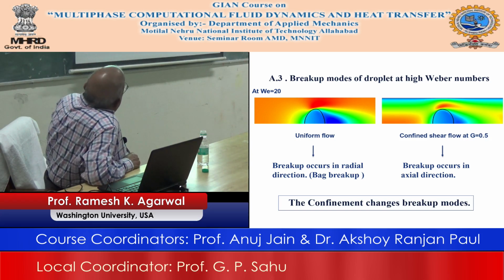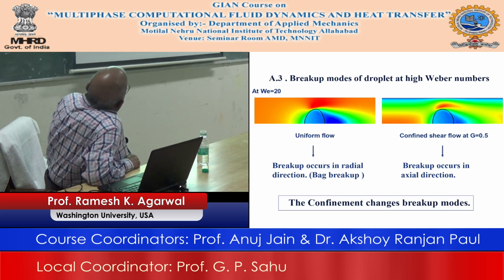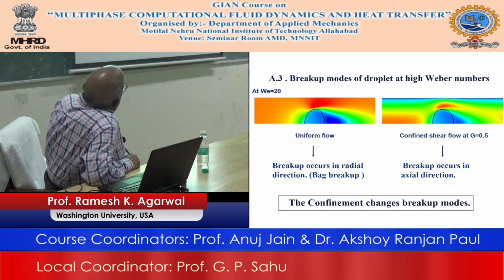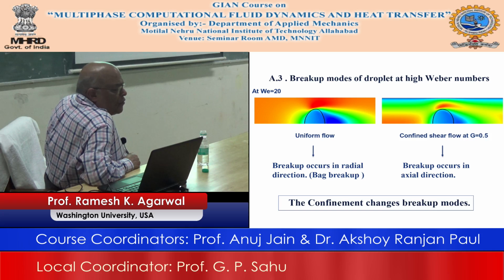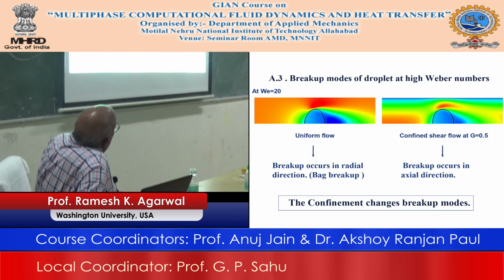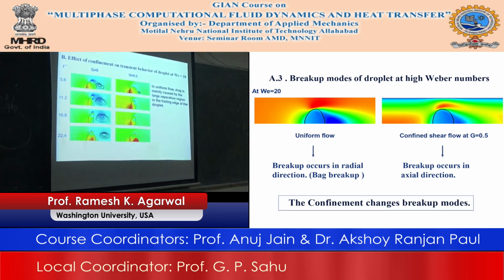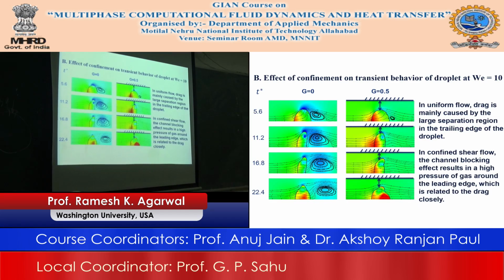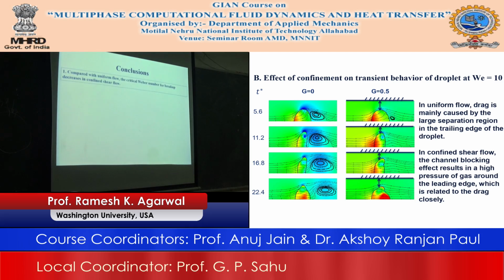Now if you look at this one, you can clearly see the difference. The droplet at G equal to 0 is behaving more like a cylinder. So, it is a flow past a cylinder, and you have this vortex. If you look at G equal to 0.5, you have a little vortex, but at a later time it seems to disappear and merge into the droplet itself. So, these are the physical phenomena that occur in the case of confined shear flow.